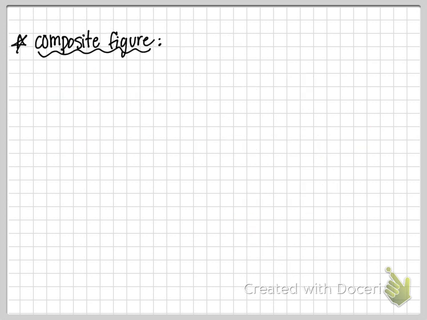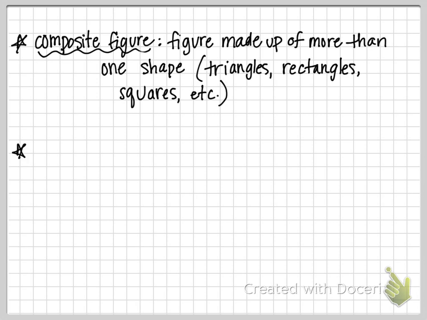Okay? Composite figure. A composite figure is a figure made up of more than one shape. So it might contain a rectangle and a triangle, or 2 rectangles at different angles, like an L or something like that. So a composite figure will have more than one shape that it's made up of.